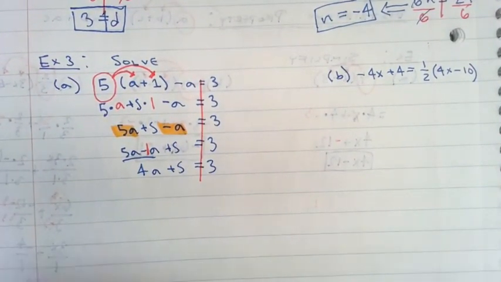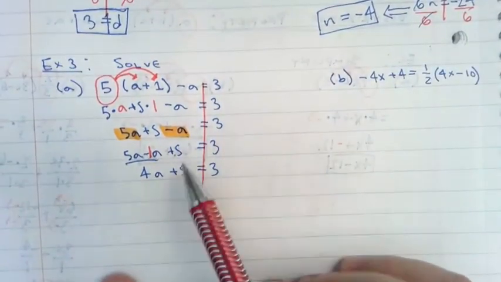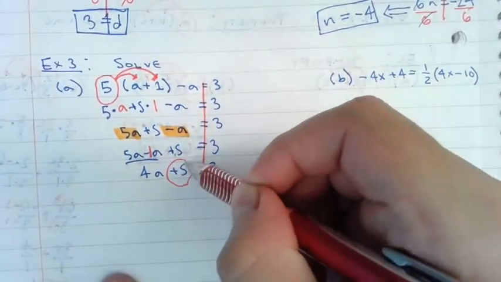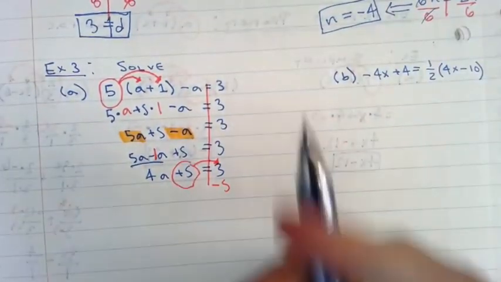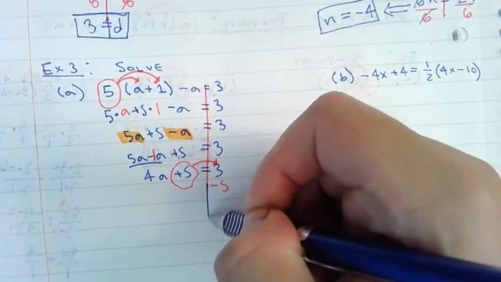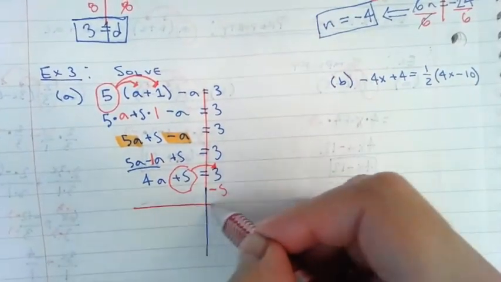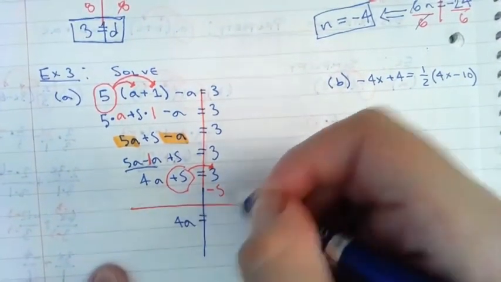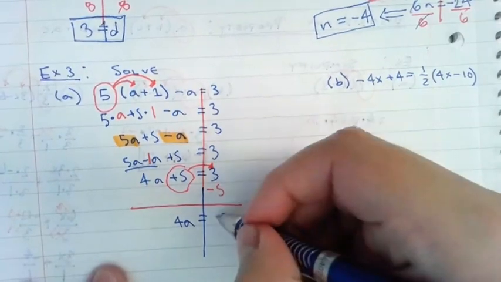And then from here, this is back to basics. So this is the very first thing I taught you guys. Our a's are on one side, so in order for us to have the a's on one side and the numbers on the other side, we go ahead and move our 5 to the other side. So we're going to put minus 5. I'm going to go ahead and draw this line, continue to write it down. And then right here, we get 4a equals 2. 3 minus 5, that is 2, but remember, since 5 was the biggest number, you put negative 2.